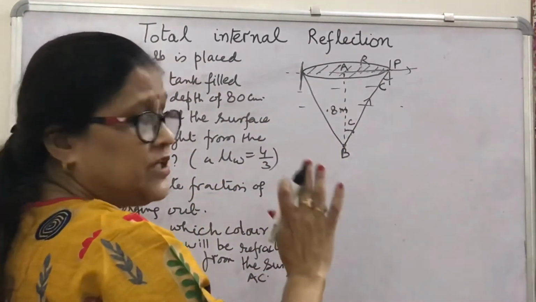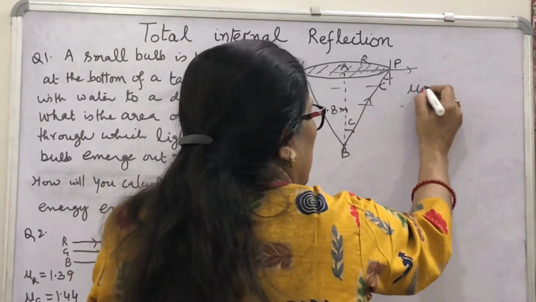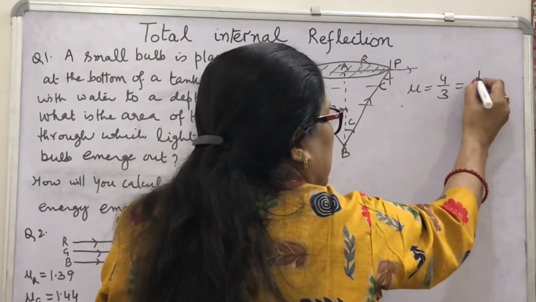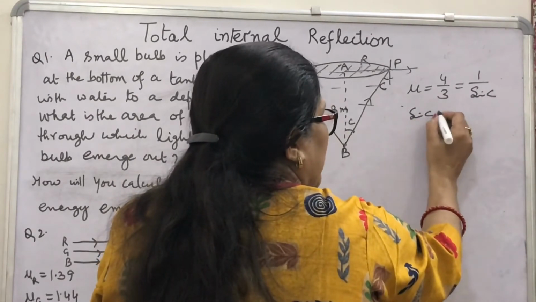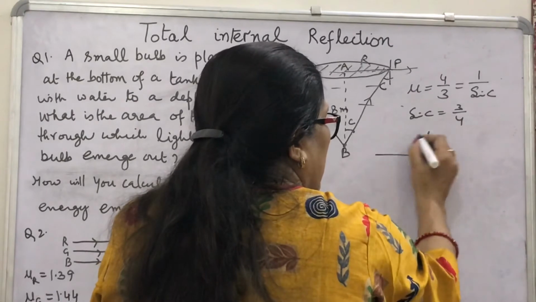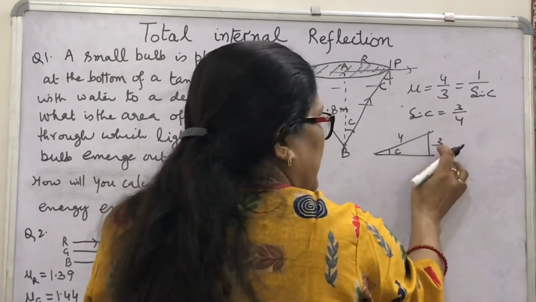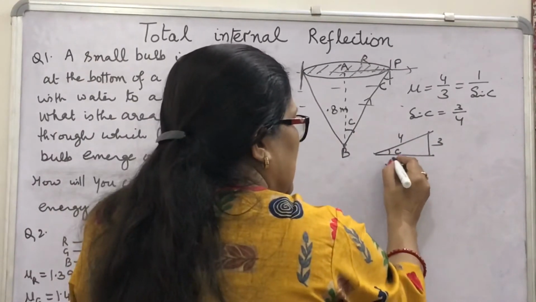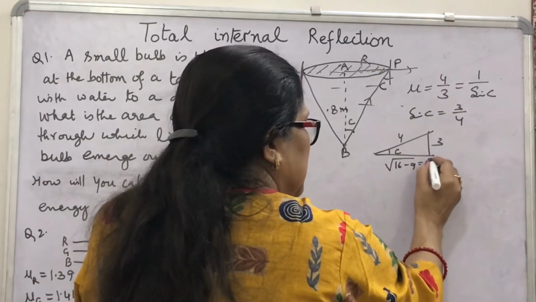What is the relation for refractive index of water? Mu, that is 4/3, equals 1 by sine C. So you can write that sine C will become 3/4. If you draw a right angle triangle, then this is 3, this is 4, and this is C, perpendicular upon hypotenuse. Then what will be the base here? This will be the square root of 16 minus 9, that is √7.